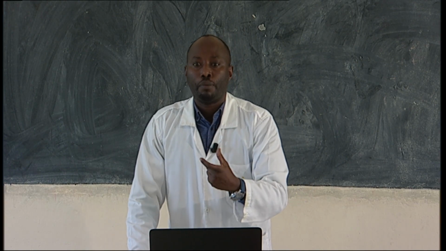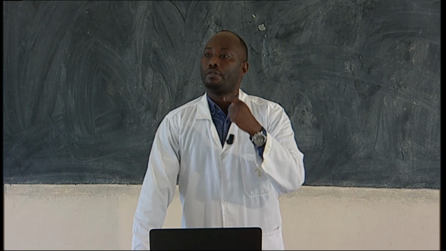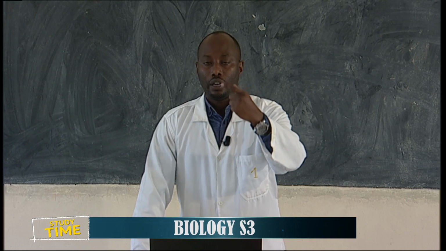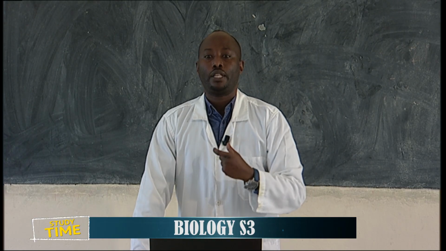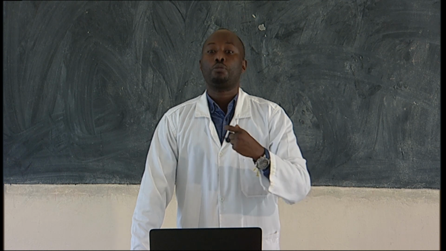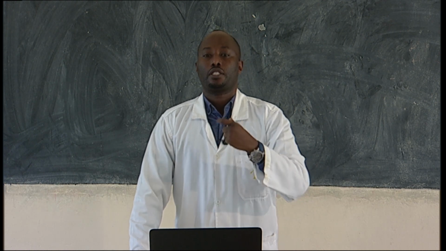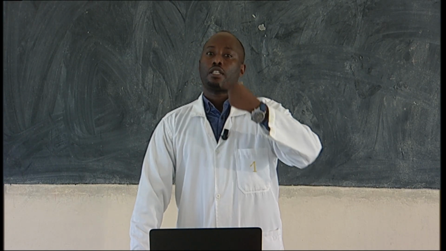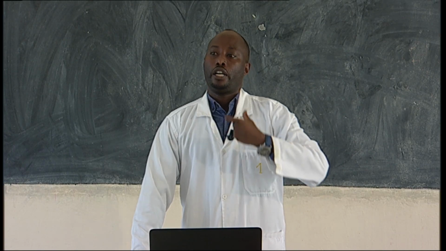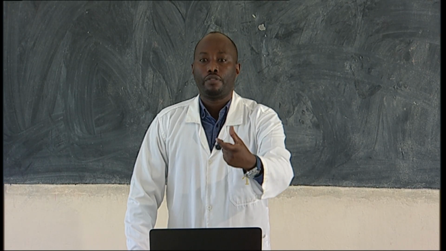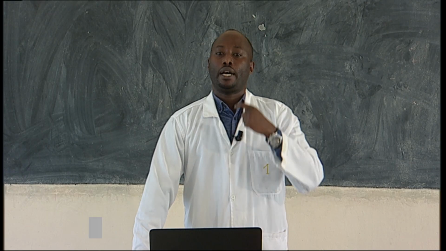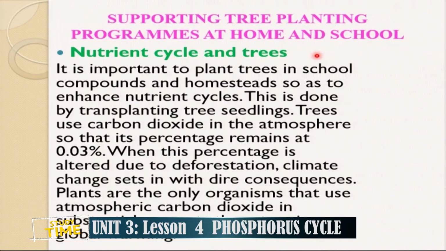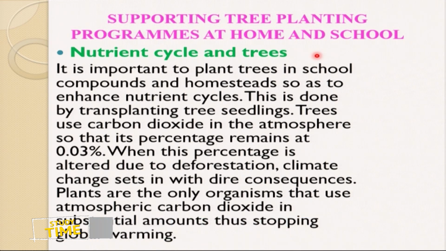In your school, do you have a program of planting trees? Because we have seen plants are very important. They are very essential in this nutrient cycle. So it is important to plant trees in school compounds and even in the homestead so as to enhance the nutrient cycle. To have the phosphorus cycle, the carbon cycle, the nitrogen cycle, it is very important to have a tree planting program at school as well as at our homestead. And it is done by transplanting tree seedlings. You get a seedling, you transplant it.